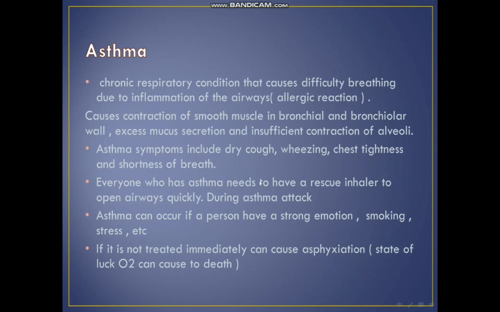Everyone who has asthma needs to have a rescue inhaler to open the airways quickly during an asthma attack. Asthma can occur during strong emotion, smoking, stress, etc. If it's not treated immediately, it can cause asphyxiation, a state of lack of oxygen, which can cause death.